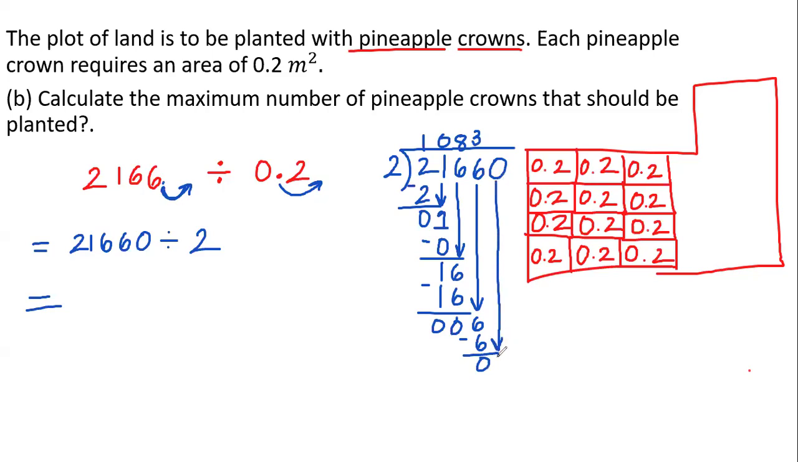How many times does 2 go into 0? 0 times. 2 times 0 is 0. 0 minus 0 is 0. So we have 10,830.